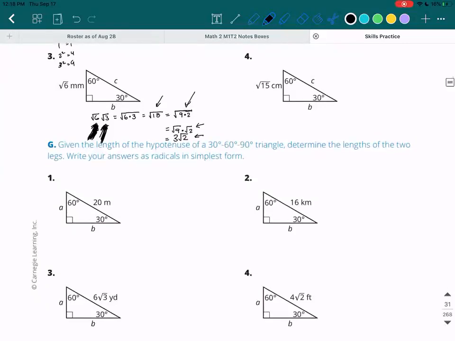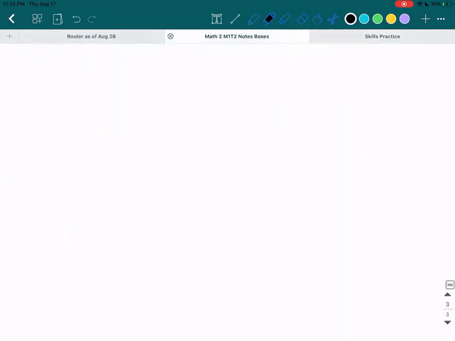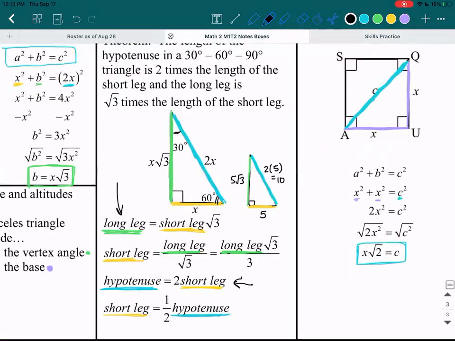Given the length of the hypotenuse of a 30, 60, 90 triangle, determine the lengths of the 2 legs. Write your answers as radicals in simplest form. Okay, so let me show you the equations. We are given the hypotenuse and we want to use that to find our long leg and our short leg. So we have that the short leg is equal to half of the hypotenuse, and then we're just going to use the short leg to find our long leg.